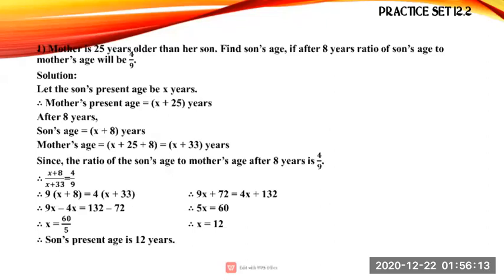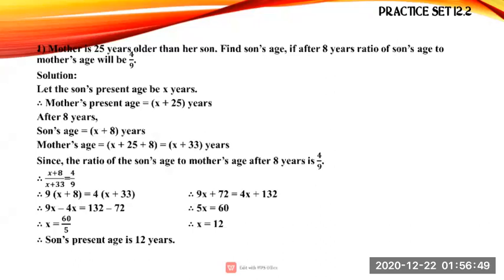mother is 25 years older than her son. Find son age if after 8 years ratio of the son age to mother age will be 4/9. See the question. Now mother age is how much? 25 years older than her son. Mother is 25 years older than her son. Find son age. Son's age we have to find out.